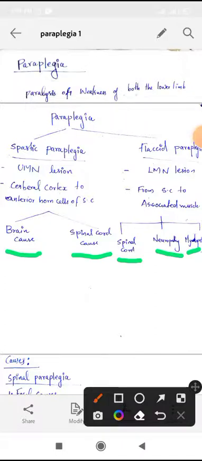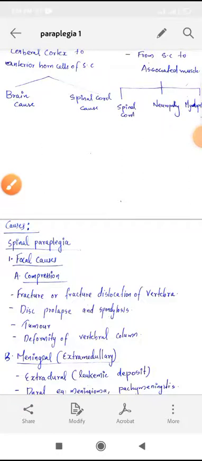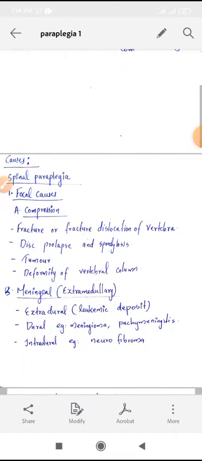So now coming to the causes. A spinal paraplegia may be due to a focal cause, a systemic cause or a disseminated cause. In a focal cause there will be a definite area of sensation loss. It may be due to compression. Compression may be due to a vertebral problem like fracture dislocation of the vertebra, disc prolapse, spondylosis, tumor or deformity of the vertebral column.